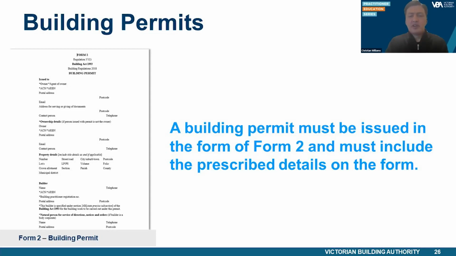While this presentation is focused on building permits, it's also important to note that an occupancy permit or certificate of final inspection is not evidence that the building work complies with the Act or the regulations. An occupancy permit is evidence that the building is fit for occupation, and a certificate of final inspection is evidence that the building work has reached completion under the building permit.